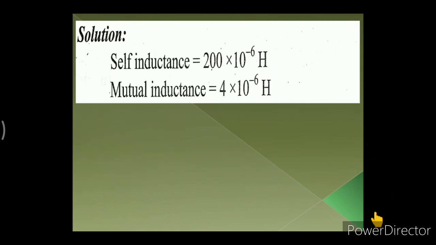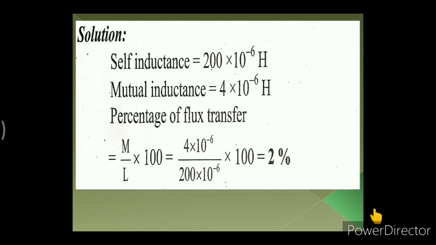Let's see the solution. As it is given, the self inductance of each coil is 200 into 10 raised to minus 6 Henry. That is, L is 200 into 10 raised to minus 6 Henry. And the mutual inductance is 4 into 10 raised to minus 6 Henry. That means M is 4 into 10 raised to minus 6 Henry. And we have to determine the percentage of the flux from one coil that reaches the other.